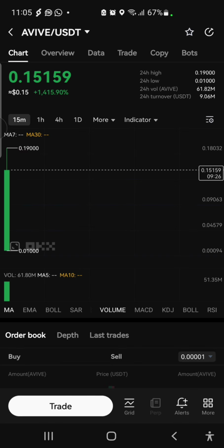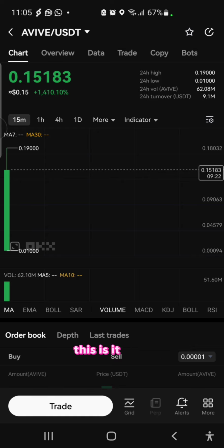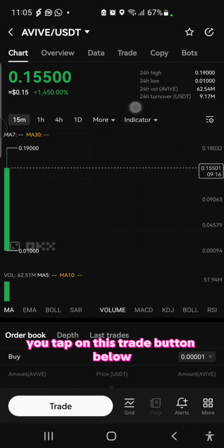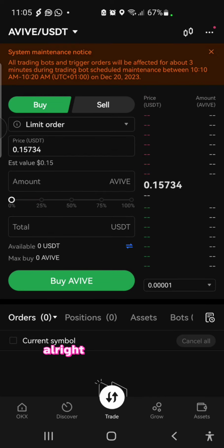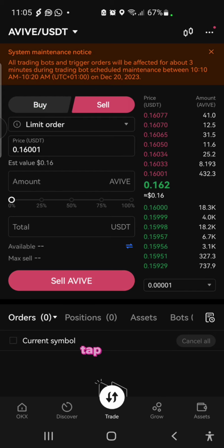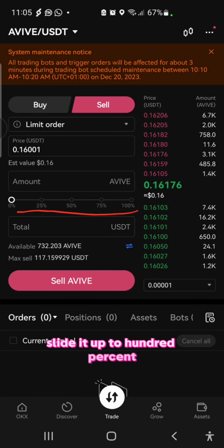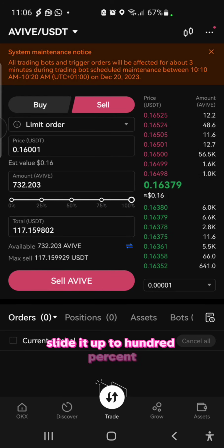All right. So this is the trading view for Avive on OKX. This is it here. OKX/USDT. So you tap on this trade button below, tap on trade. All right, then tap on sell. This is the sell here. Tap on sell, then slide this. You see this thing? Slide it up to 100%.